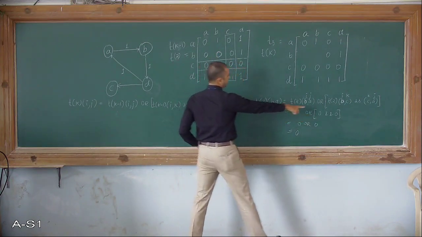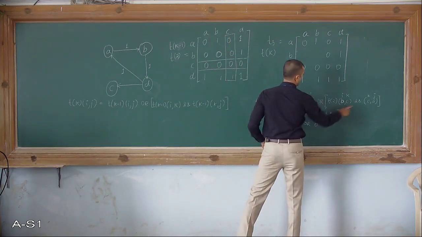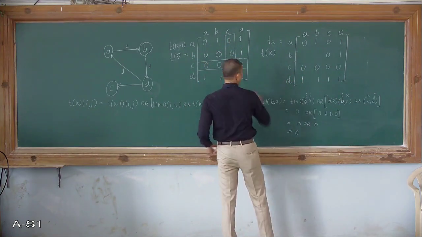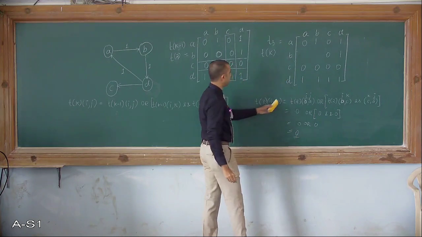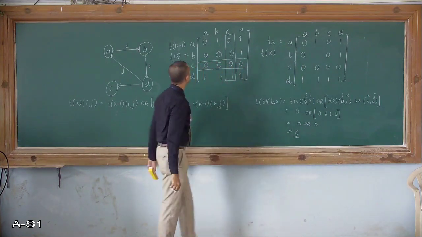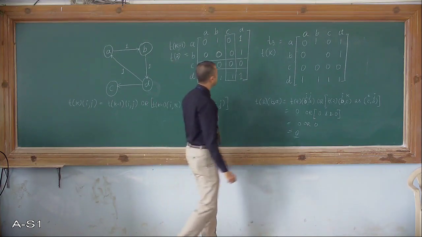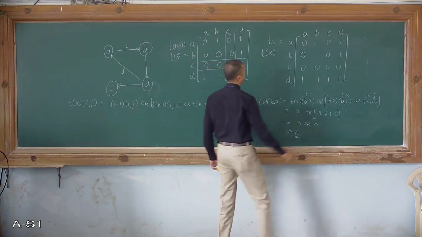In the T2 matrix, B to C is also 0, and C to A is also 0. So here B to A will also remain 0. Let's see B to B using an intermediate vertex C. No, it cannot happen. So this will also remain 0.